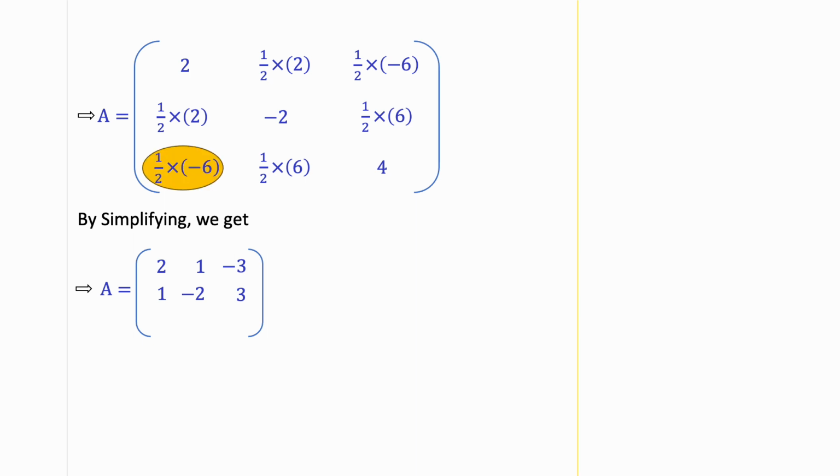Now the third row, first element is half into minus 6. It is equal to minus 3. The second element is half into 6. It is equal to 3. The third element is 4. Now the matrix A found is the matrix form for the given quadratic form.